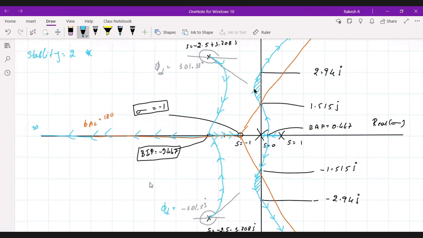See here, when you get the value of k twice, that means for some value only the system will be stable here. Less than that also the system is unstable. More than that also the system is unstable.